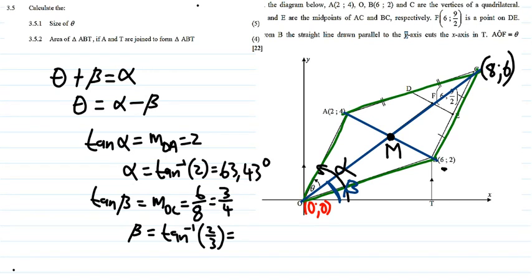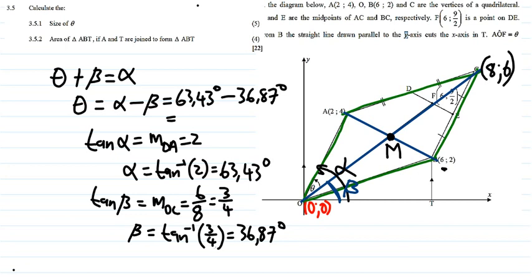Now, let's do this one. 3 over 4 gives 36.87. Okay, now theta is what? The difference, right? So theta will be 63.43 degrees minus 36.87 degrees. Then the answer there should be 26.56 degrees.